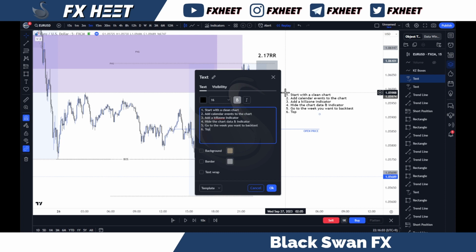6, do a top-down analysis before you do anything. 7, analysis prior to trading session. So once you get to the session that you're about to trade, stop the replay, do another analysis, see what's happened in Asia session. And then after that, look at the possible scenarios that you'd be looking for trading that session.